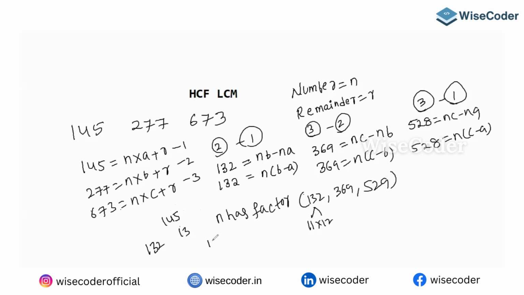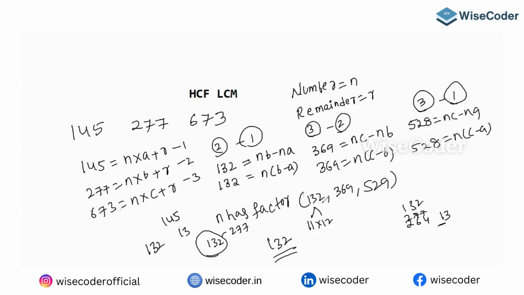132, if you divide with 277, 132 into 2 is 264, and the difference is again 13. So you can say that the n value will take 132. The n value will take 132, and that is going to be your HCF.